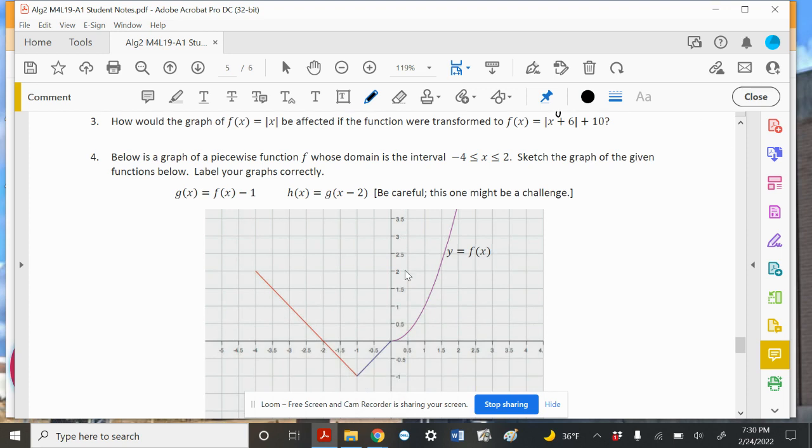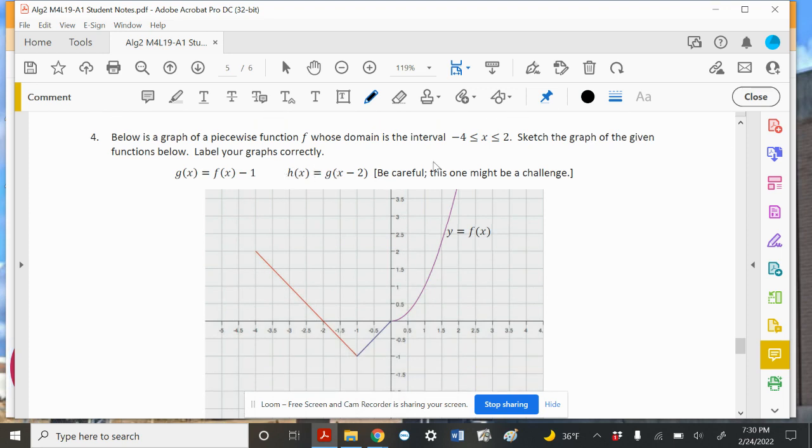Okay, notice here, again, we don't see all these things, but f of x minus 1 means that every single point goes down 1. X minus 2 means that every single point goes to the right 2. So every single point moves to the right. So be careful. This might be a challenge.